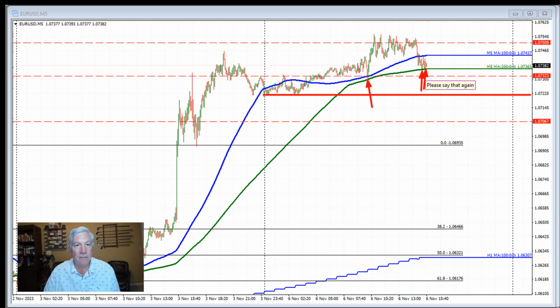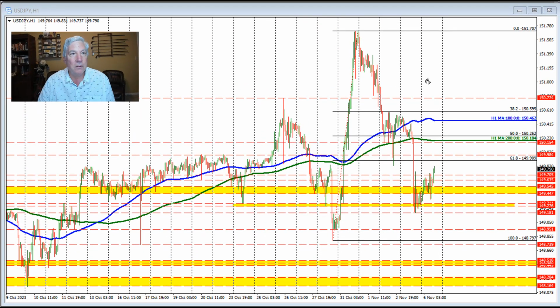Let's take a look at the dollar versus yen next, and we will look at the 1-hour chart here. What we saw in trading last week was that the market got really brave above the 150 level.